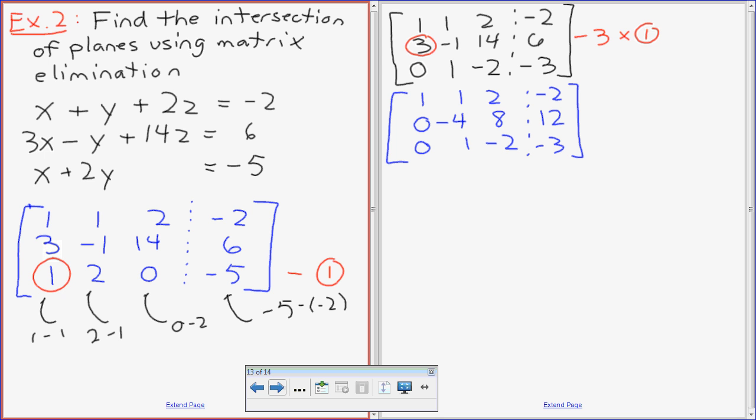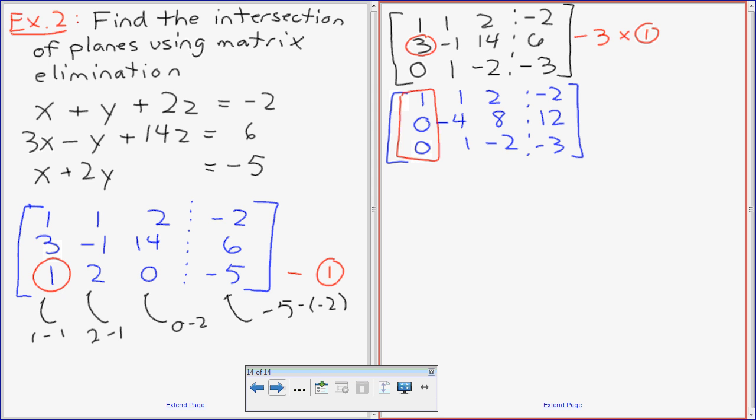Okay. So I'm going to use step number 2 here. The second rule says you can do this, so I'm happy. This is what I'm looking for. This is good. This row is perfect, because I have 1, 0, 0. All right, that's what I want to have happen.